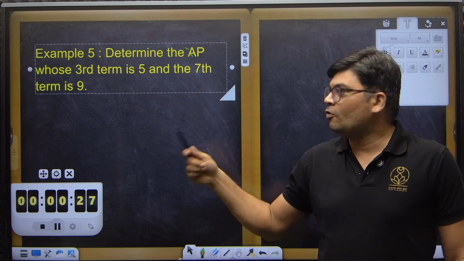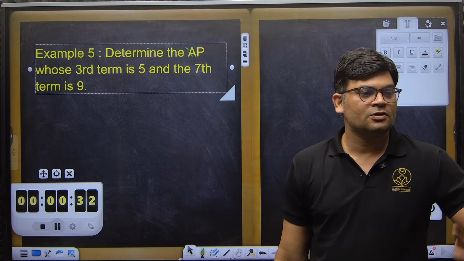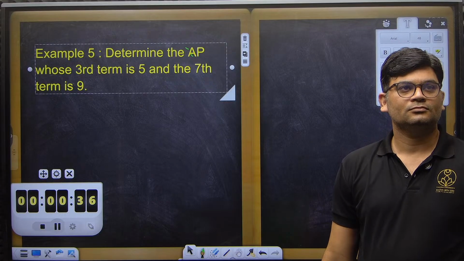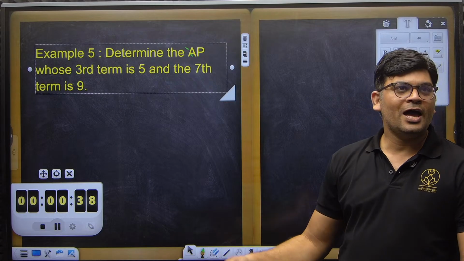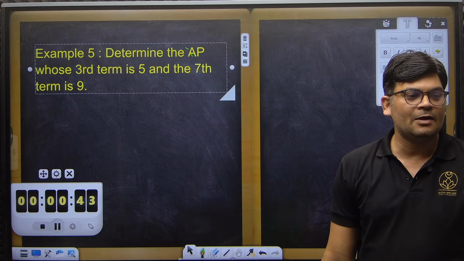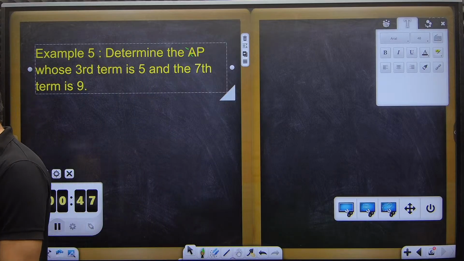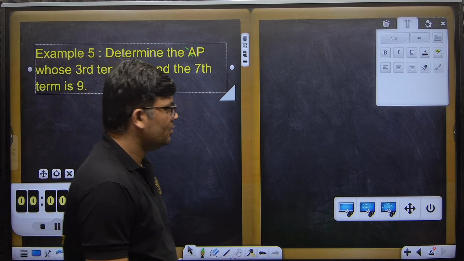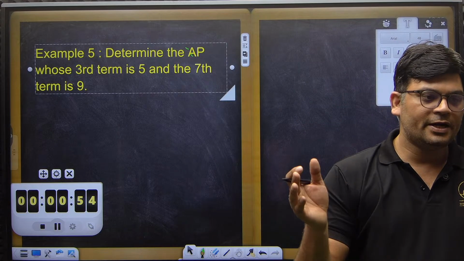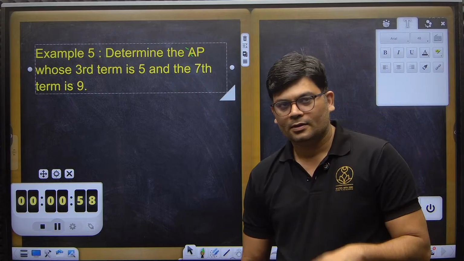4D. So 4D is equal to 9 minus 5, which is 4. So what is D? D is 1. Now you have the formula. The third term is 5, so you must write A plus 2D is equal to 5. Find what A is, and then form the AP. Write the first 3 terms.